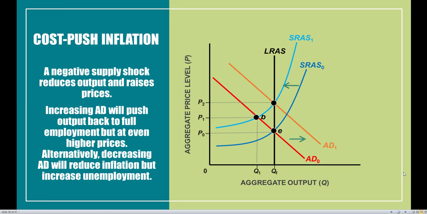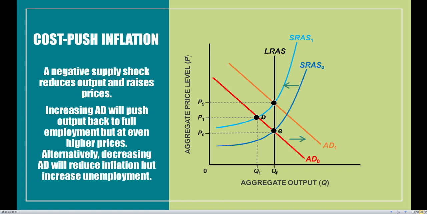Let's go ahead and take a look at cost push inflation and see how it is similar and different from demand pull inflation. So cost push inflation is a negative supply shock that reduces output and raises prices. And this is actually a scenario that every single country and nation would like to avoid because the end results are going to lead to some type of trade-offs and they can't necessarily reach the best economic outcome in this situation.